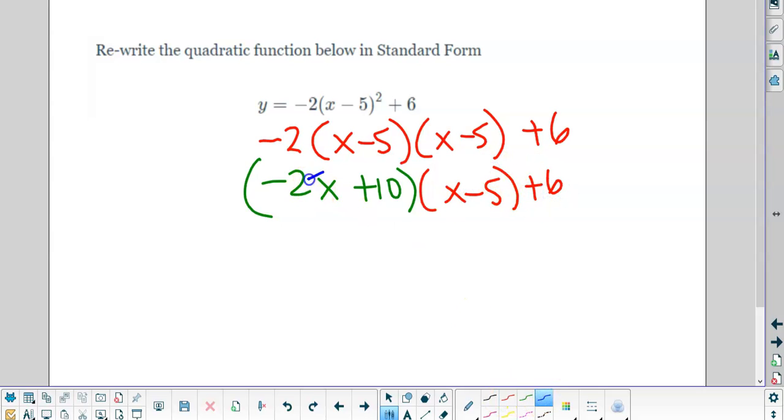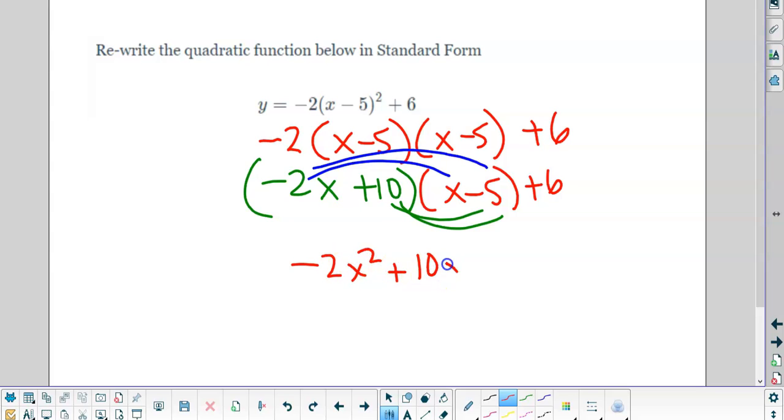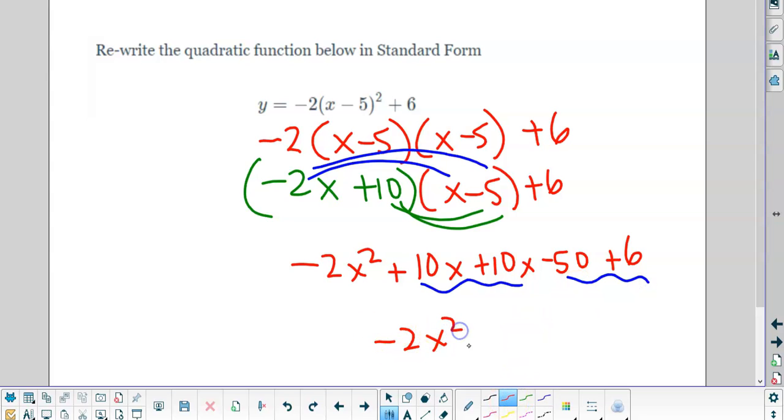Now we're going to FOIL these two here. And when we do that, we're going to get negative 2x squared plus 10x plus 10x minus 50 plus 6. Combine your like terms, and we get negative 2x squared plus 20x minus 44.